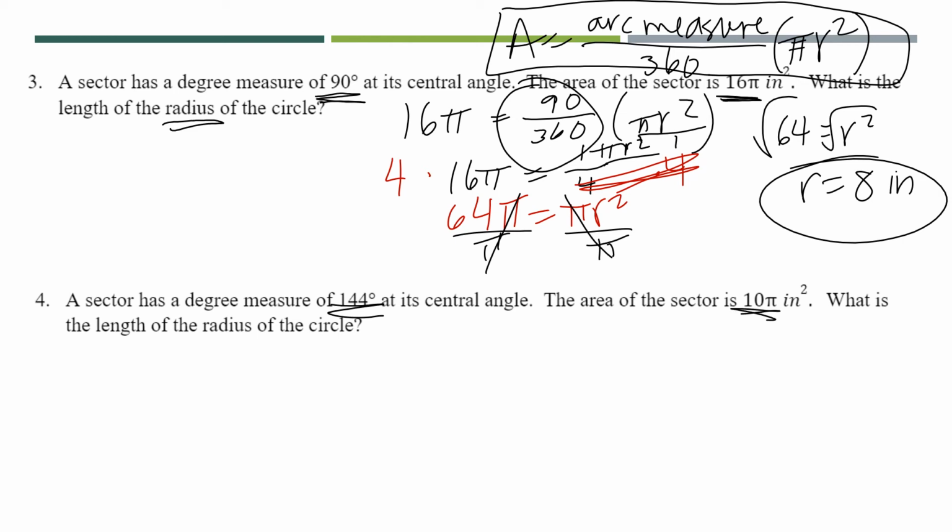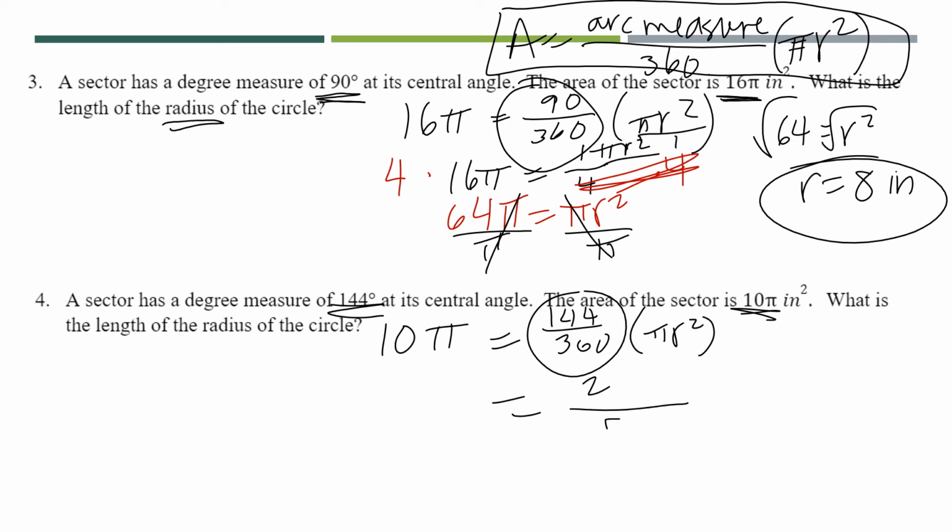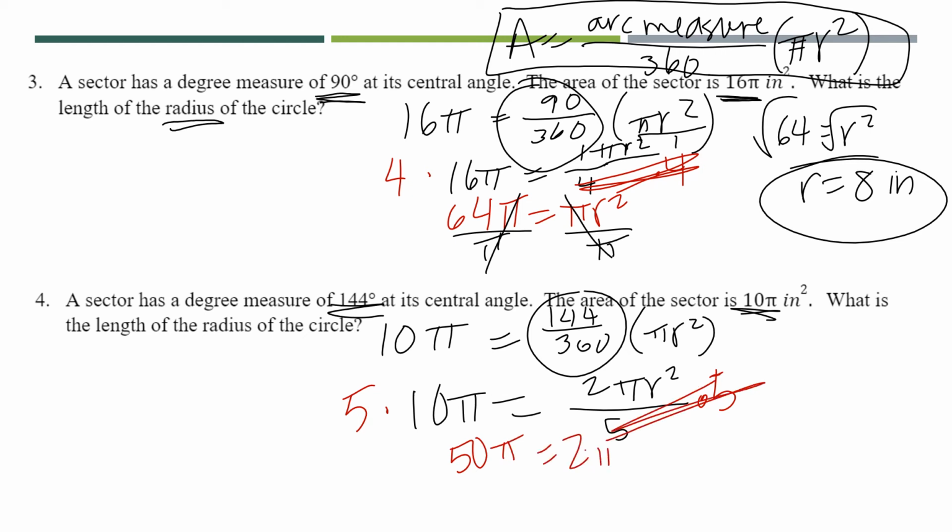So the area of this sector is 10 pi. The central angle is 144. I'm going to put that over 360 and then multiply by pi r squared. So again, you can put this 144 over 360 in your calculator, and it is going to reduce to 2 over 5. And this pi r squared can go on the top with that 2. So then to get rid of the 5, the denominator, we want to multiply both sides by 5. So we get 50 pi equals 2 pi r squared.